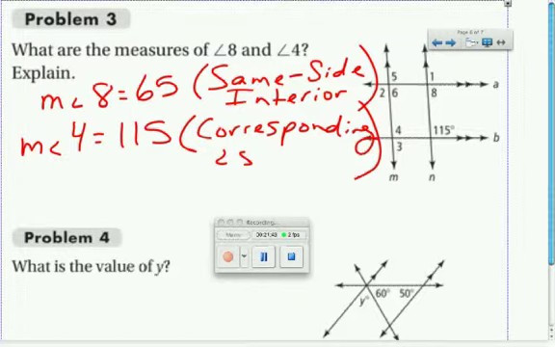Problem 4, look at together within your table, because it's a little bit beefier.